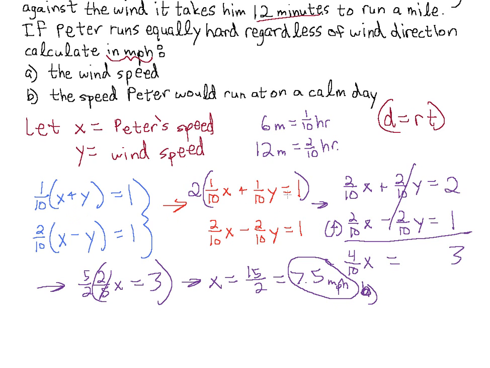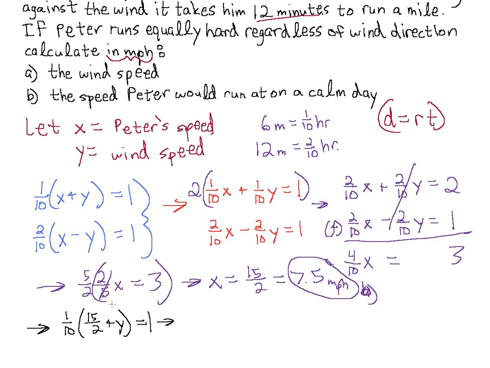Now we want to know what the actual wind speed is. So we can take this 7.5 or the 15 over 2 and plug it back into either of the original equations and solve for y. We'll get a value for y. So let's go ahead and do that. Let's plug it into the first one since this one involves subtraction. So we have 1 over 10 times x, which is 15 over 2. We have a fraction here, so let's leave this one in fraction form, plus y equals 1.